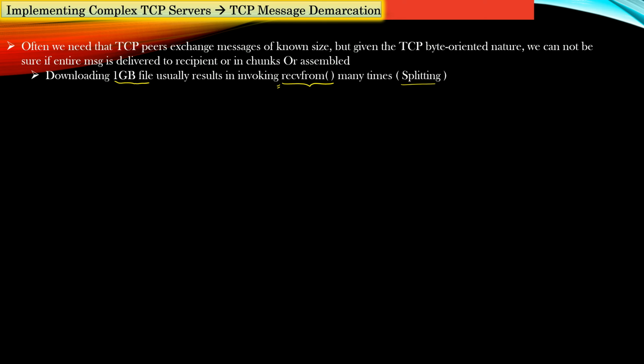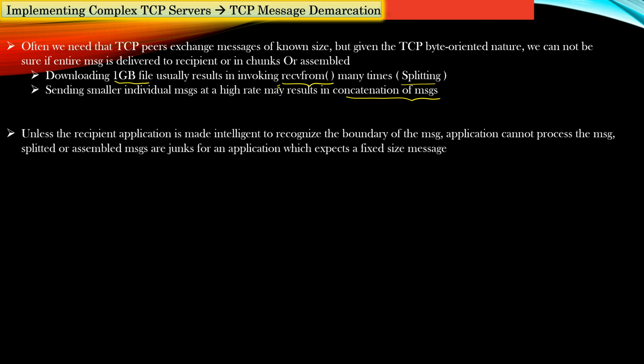Alright. Contrary to this, sending smaller individual messages at a higher rate may result in concatenation of messages at the recipient TCP process. I have already shown the demo of this. So unless the recipient application is made intelligent to recognize the boundary of the message, the application cannot process the message. The split or assembled messages are chunks for an application which expects a fixed size message.